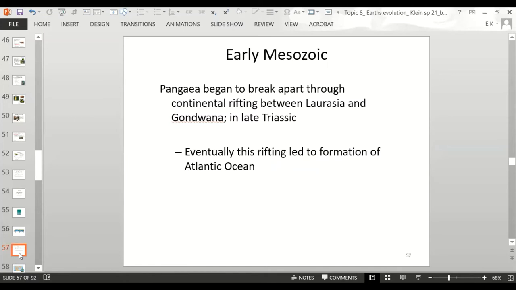So in the early Mesozoic, that's the Triassic, Pangaea began to break apart. And that happened through continental rifting between Laurasia and Gondwana. And that continental rifting was by the late Triassic. Eventually, this rifting led to the formation of the Atlantic Ocean.